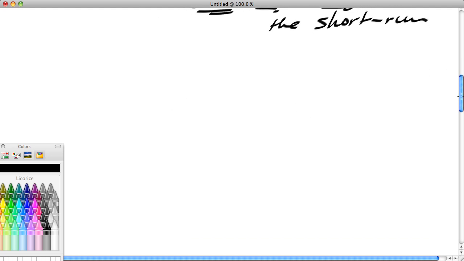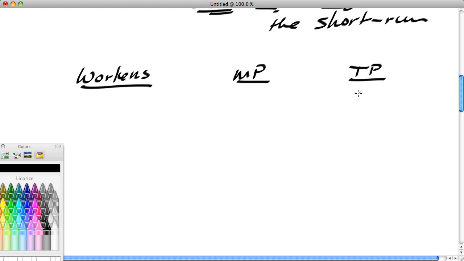Okay, now we're going to set up a little table here, and we're going to do some further analysis in the short run. In the far left, we're going to put a column for workers. In the middle, we're going to have a column called MP that will stand for something called marginal product. I will talk about that. And then in the far right column, we will have a column headed TP, which is for total product. So this is the number of workers, 0, 1, 2, 3, 4, 5, 6.